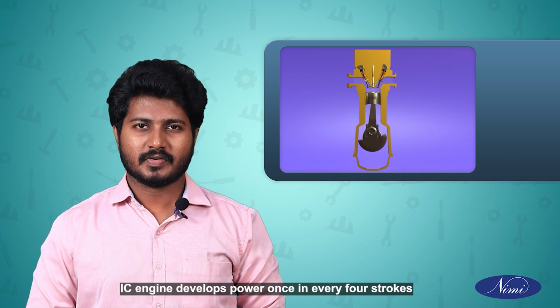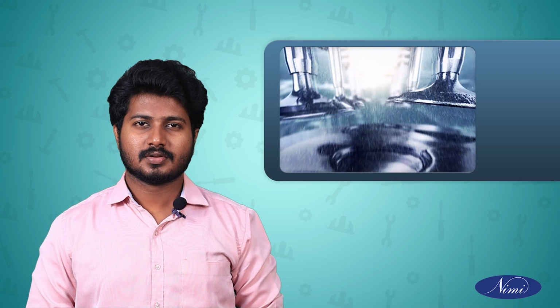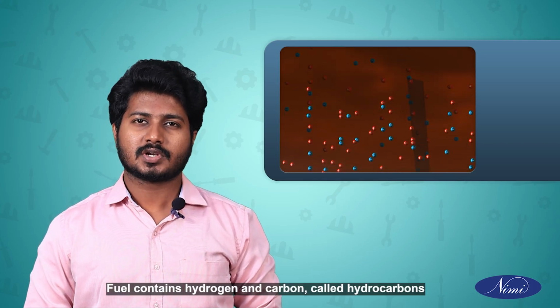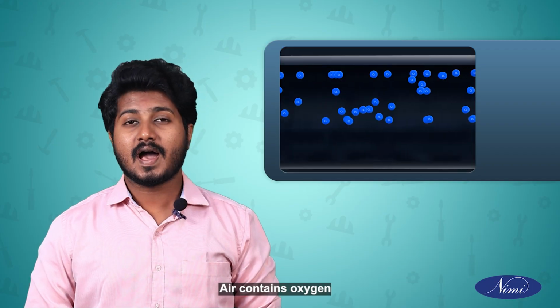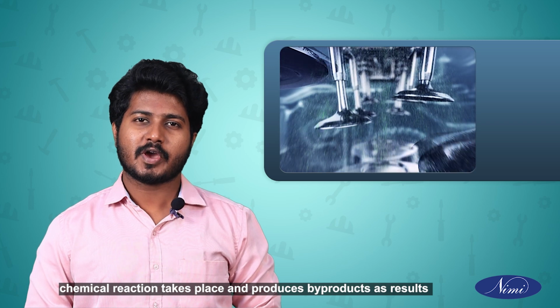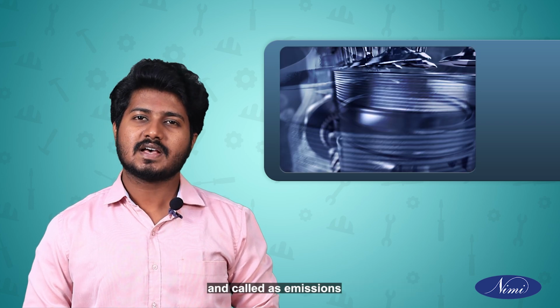IC engine develops power once in every 4 strokes. Combustion is required to get power. For combustion, we require fuel, oxygen and fire. Fuel contains hydrogen and carbon called hydrocarbons. Air contains oxygen. During combustion, a chemical reaction takes place and produces byproducts as results, called emissions.